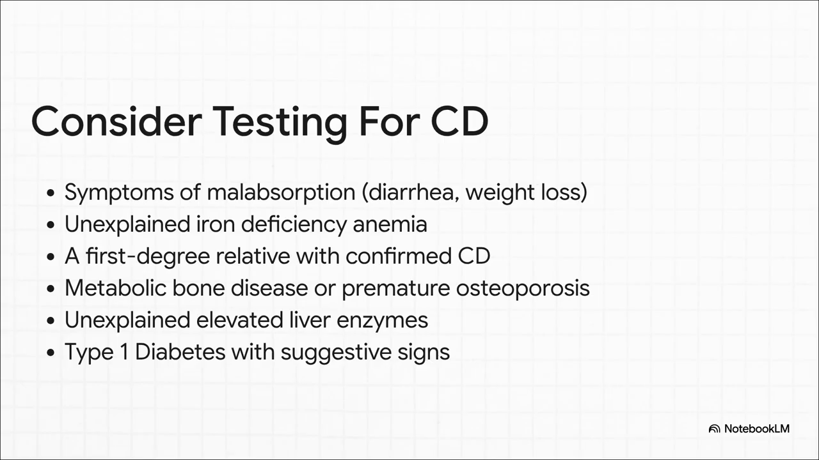Well, it means you have to keep a really high index of suspicion. Of course, you're thinking about it in patients with classic malabsorption symptoms. But the guidelines push us to look for those more subtle signs too, like unexplained iron deficiency anemia, or premature osteoporosis, or even those persistently elevated liver enzymes that you can't figure out. And of course, a first-degree relative with celiac, that's a huge red flag.